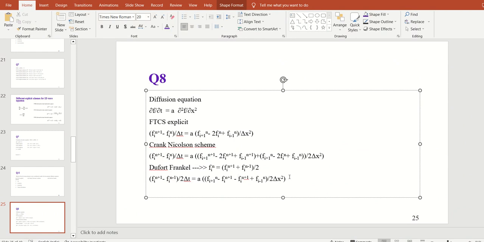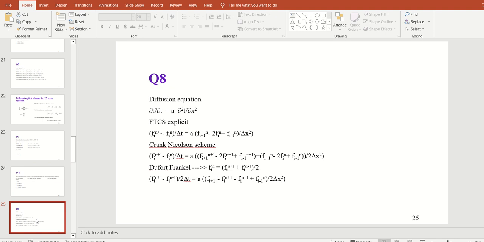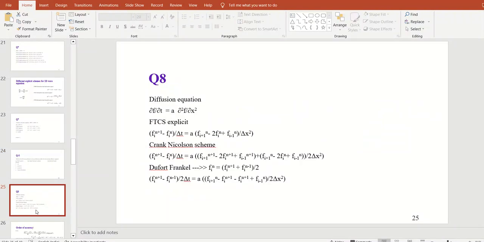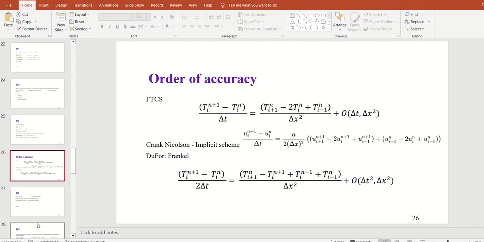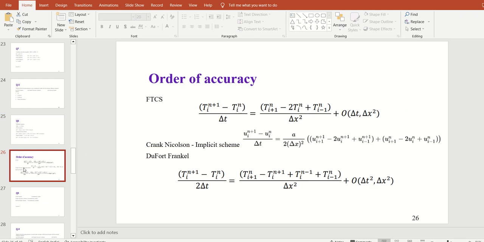This is Dufort-Frankel scheme. The Crank-Nicolson, we can clearly see that forward time central space is first order in time and second order in space, whereas Crank-Nicolson and Dufort-Frankel are second order in both space and time. What the question asked was, which of the following is only conditionally stable for unsteady diffusion equation? So for this unsteady diffusion equation, which of the following is conditionally stable? So basically this equation and that equation are basically the same. We have just written in R, so we'll just delete this.